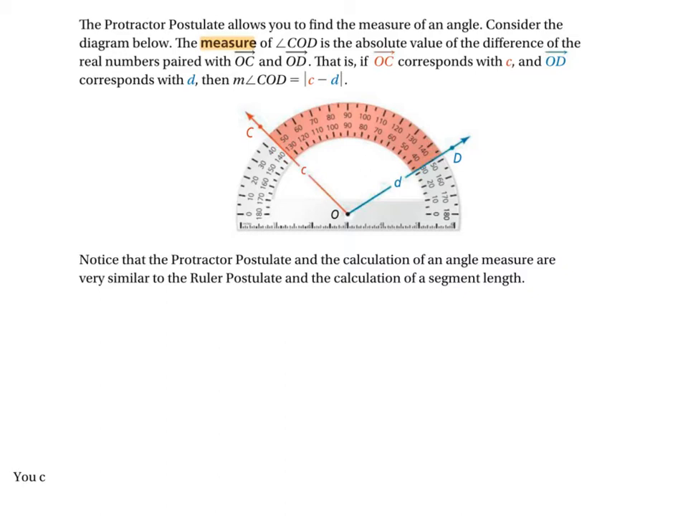It's just like the two numbers on the number line for a segment. If you subtract the two places where a segment has its endpoints on a number line and take the absolute value, you'll find the length of that segment. It's related to that. So notice that the protractor postulate and the calculation of an angle measure are very similar to the ruler postulate and the calculation of a segment length.